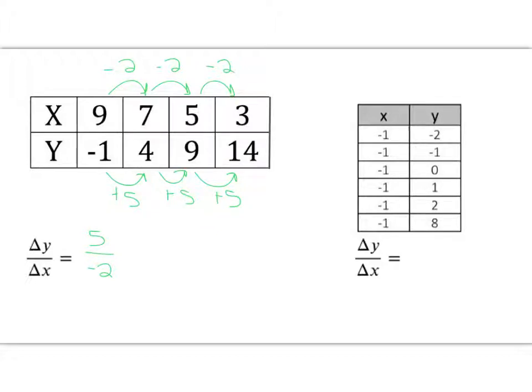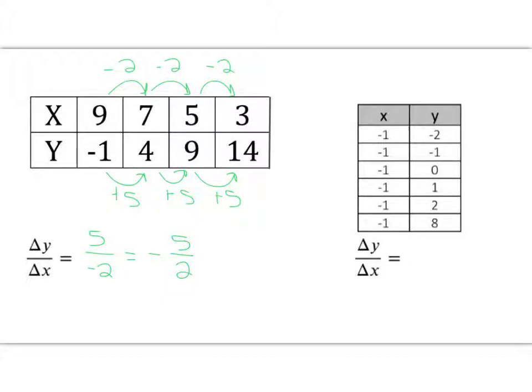Now, when one of these is negative, what's a positive divided by a negative? A negative. When one of these is negative, the whole slope is negative. I could just say this is -5/2. If you leave the negative in the denominator or in the numerator, it's not wrong. But if there's one negative, the slope is negative. So if I were to graph this line, I should have a line with negative slope. Okay? What about the next one?